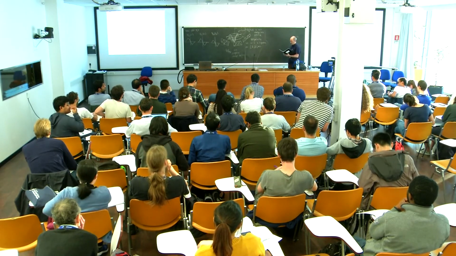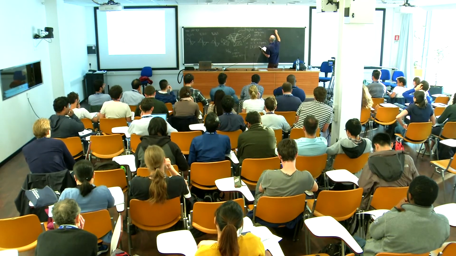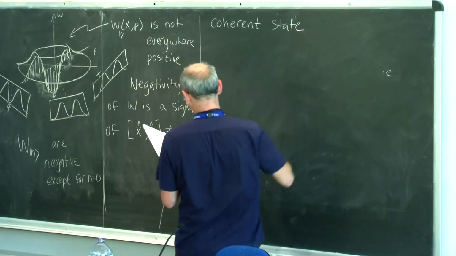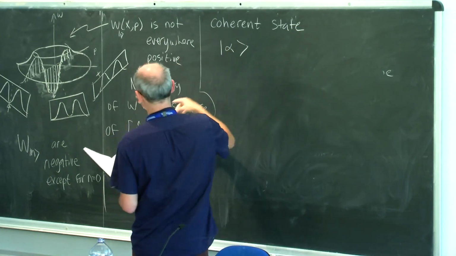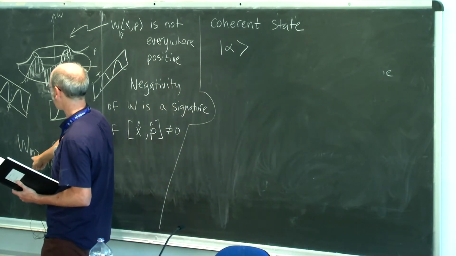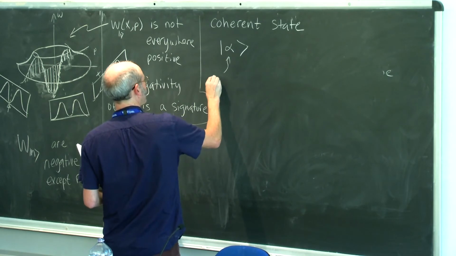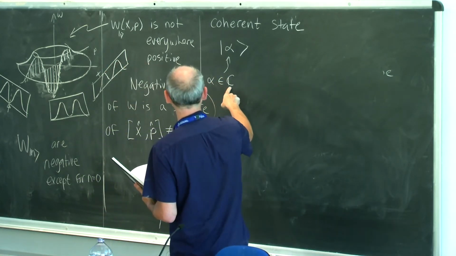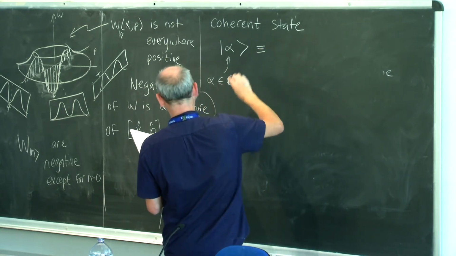So it doesn't work that way. And to explain why that is, I want to introduce a type of state called the coherent state. So the coherent state has an index, just the way the energy eigenstates have an integer index. The coherent states are indexed by a complex number. Alpha is an element of the set of complex numbers. And it's defined in the following way.